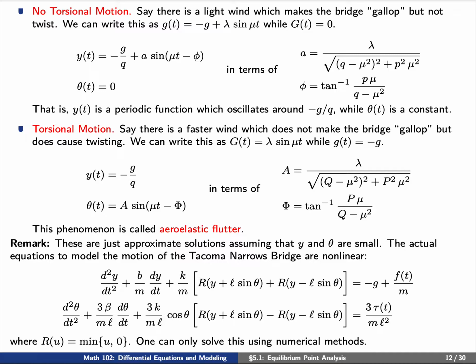As a remark, both of these functions are just approximate solutions, assuming that the height y and the twisting angle theta are small. The actual equations used to model the motion of the Tacoma Narrows Bridge are actually nonlinear, which you can see here on your screen. This is all in terms of the function r of u, which is the minimum of u and 0. One can only solve such differential equations, unfortunately, using numerical techniques.